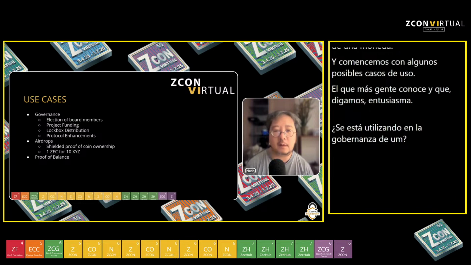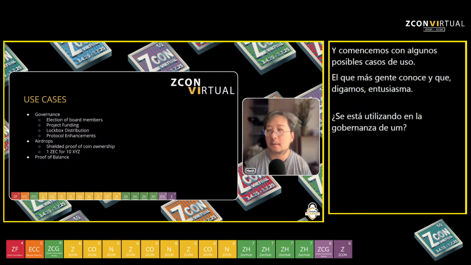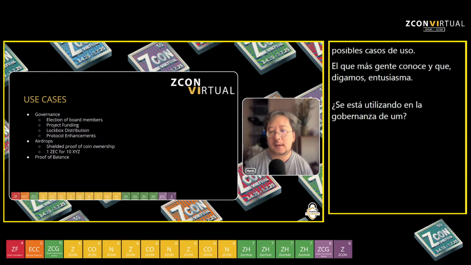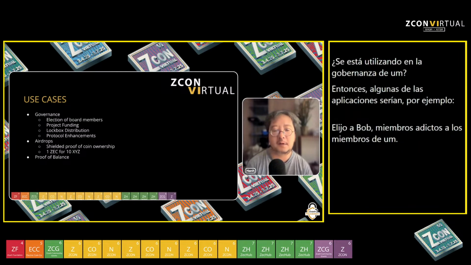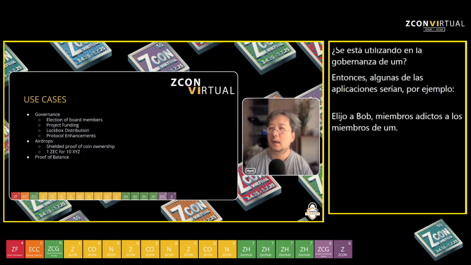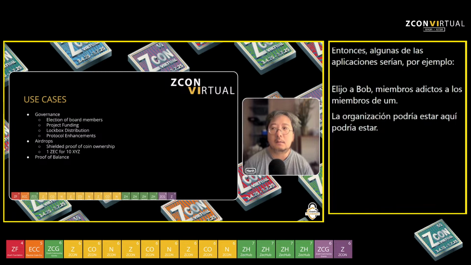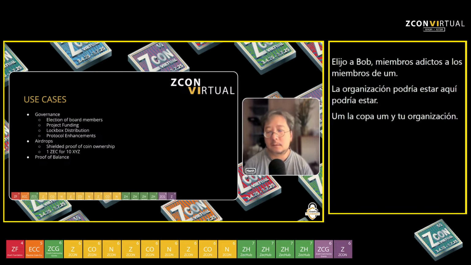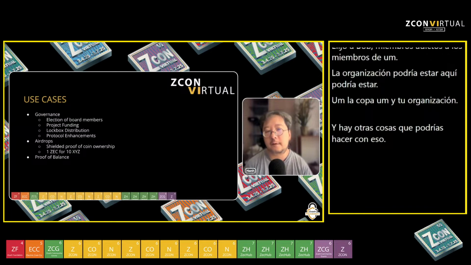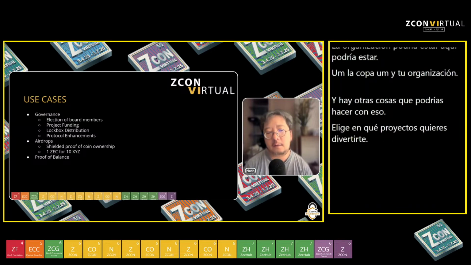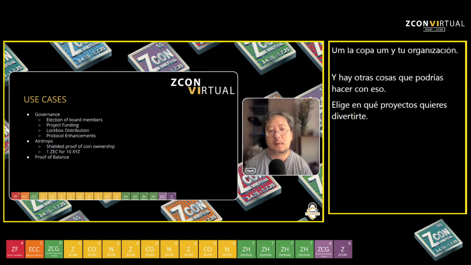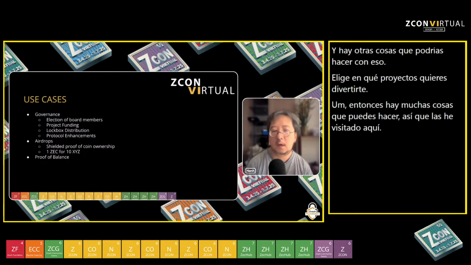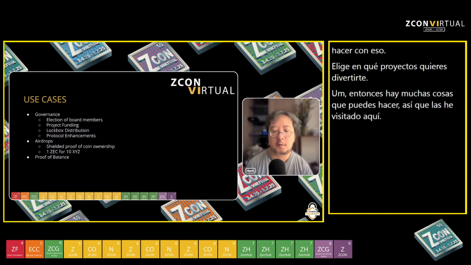So some of the applications would be, for example, choosing board members, electing members of an organization. Could be, for example, ZCG, or could be ZF, could be ZChub, any organization. And other things that you could do with that, choose which projects you want to fund. So there are many things that you can do. So I have listed them here: project funding, lockbox distribution, and choosing priorities between different protocol enhancements.